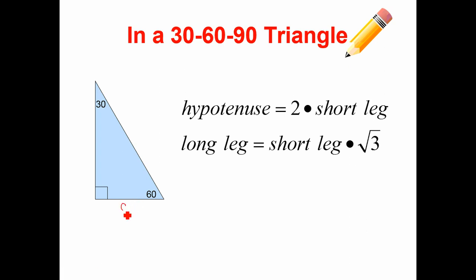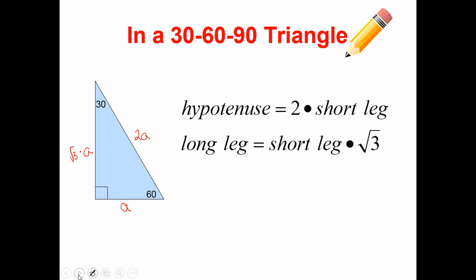So if you want that visual again on how we derive that, remember that this is the a, this would be the square root of 3 times the a, and then this would be 2 times the a. So the short leg in this case was labeled with an a, and then you can see how the short leg is used to determine the hypotenuse and the long leg.